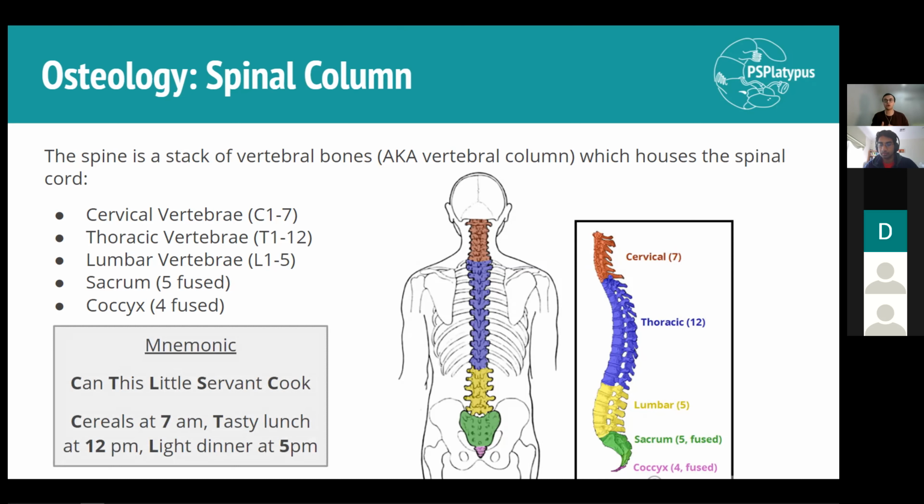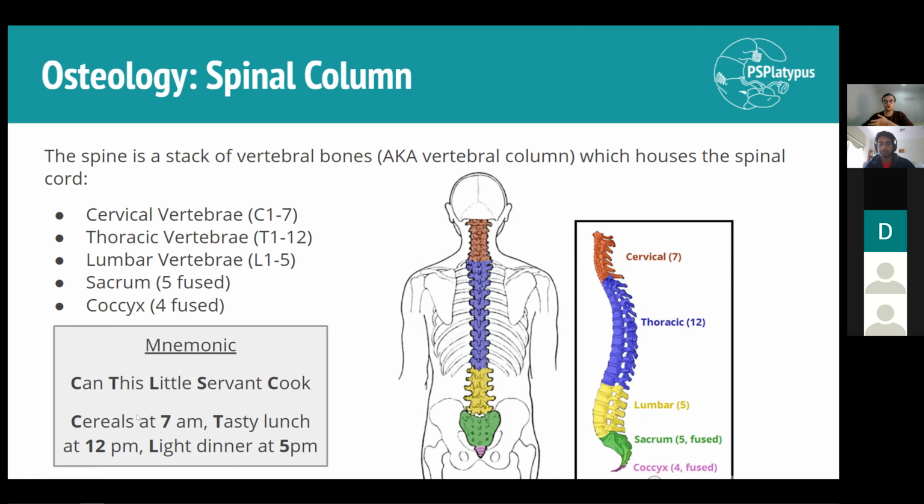Sacrum and coccyx you would have already covered with lower limb. It's that bit of bone that connects the spine to your pelvis, and therefore your upper body to your lower limbs. And you've got this nice little mnemonic here that can help you remember that order if you're struggling with it at this stage. But you've also got a second mnemonic here for the number of vertebrae in each segment, right?